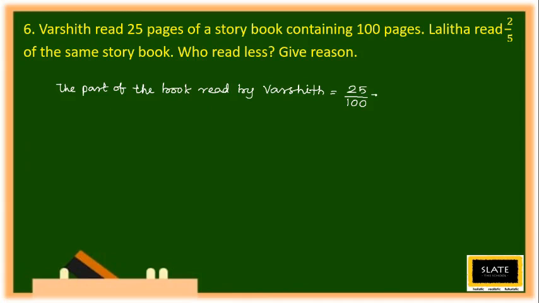So what we can do here, we can cancel, right? 5 fives, 25. 5 twos, 10. Same way, 5 ones, 5 fours. So what is the fraction of the book he read? That is 1 by 4. The part of the book read by Varshit is 1 by 4.